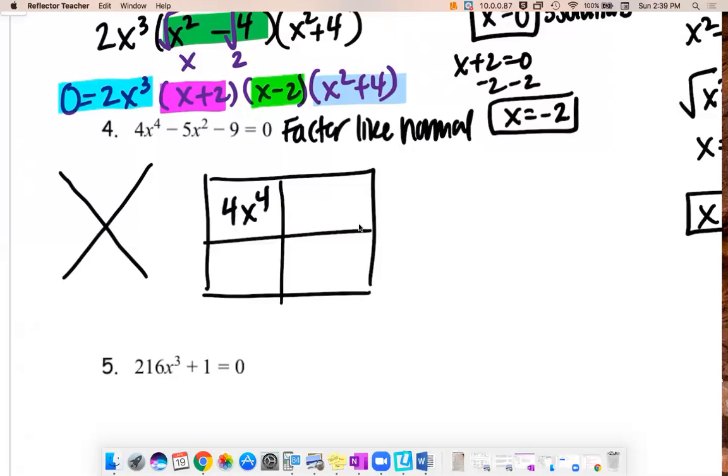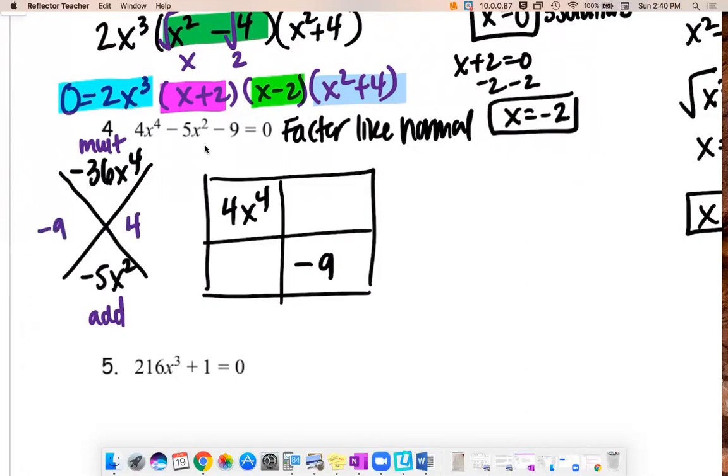And then we put the negative 9 diagonal from it. We multiply those together. So 4x to the 4th times negative 9 becomes negative 36x to the 4th. That goes in the top of our x. And then this minus 5x goes in the bottom down here. So then just remember, we're looking for things that multiply to be this and then add to be this. So if we want things that multiply to negative 36 and add to negative 5, I think we can use 9 and 4 again. So this is 9 and this is positive 4.